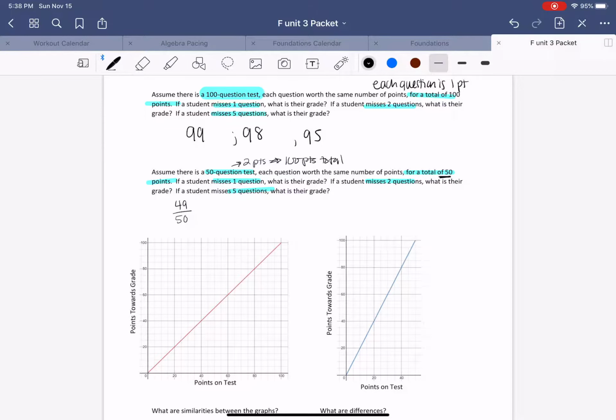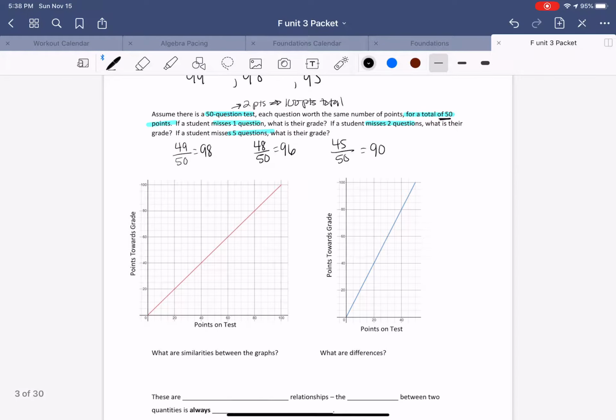So if a student misses 1 question, that's 49 out of 50. If a student misses 2 questions, that's 48 out of 50. And if a student misses 5 questions, that's 45 out of 50. So respectively, that's a 98, a 96, and a 90.